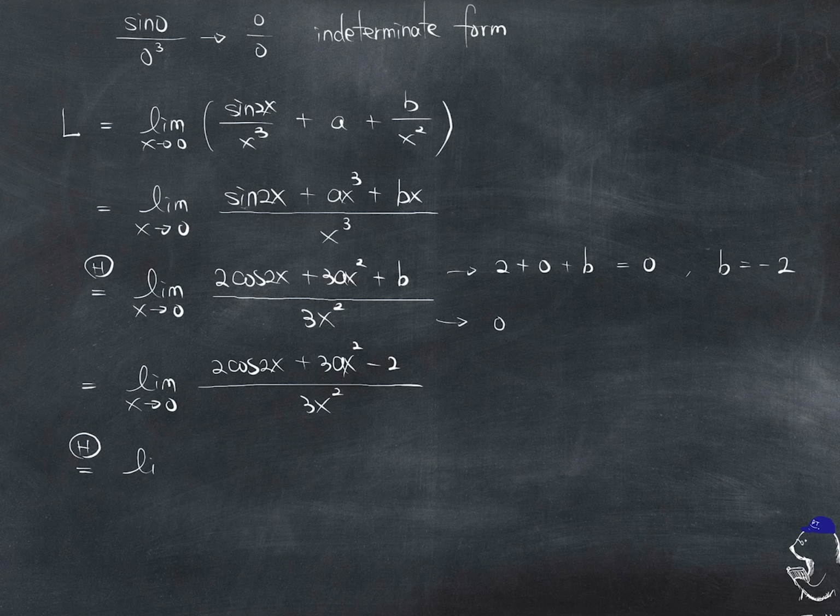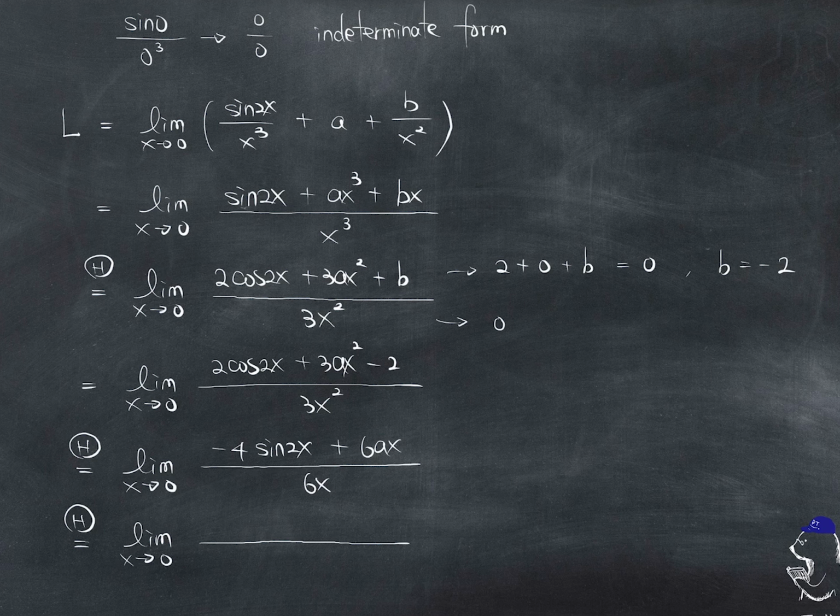So it becomes the limit as x goes to 0. We need to differentiate the numerator again. So it becomes -4 sine 2x plus 6ax over 6x. But it's still 0 over 0, so indeterminate. So, oh my gosh, we need to use L'Hopital's rule one more time. So many L'Hopital's rules. X goes to 0 still.